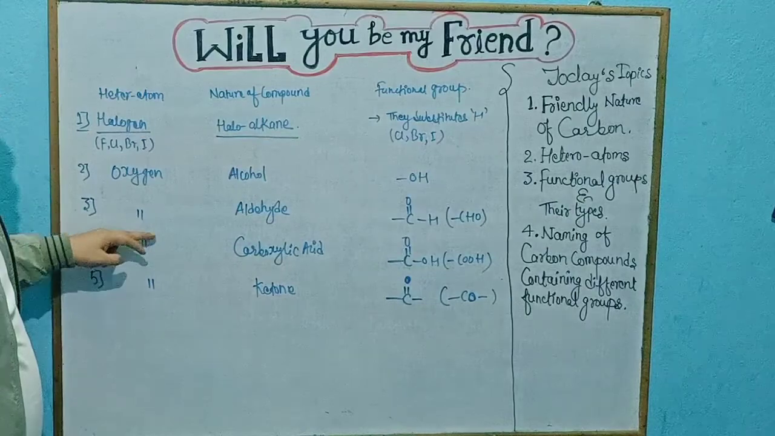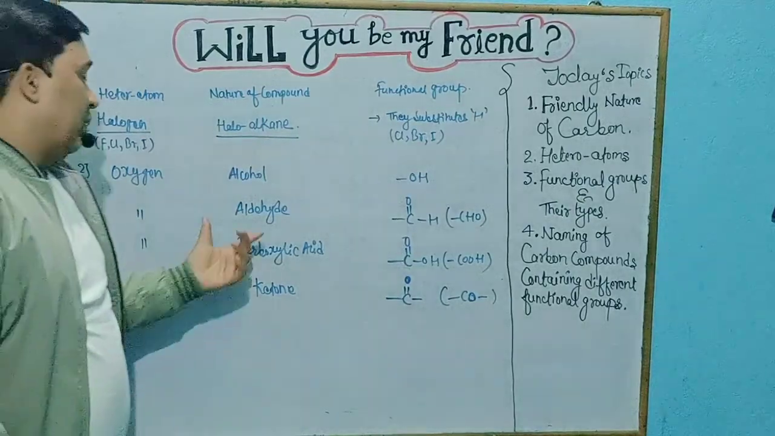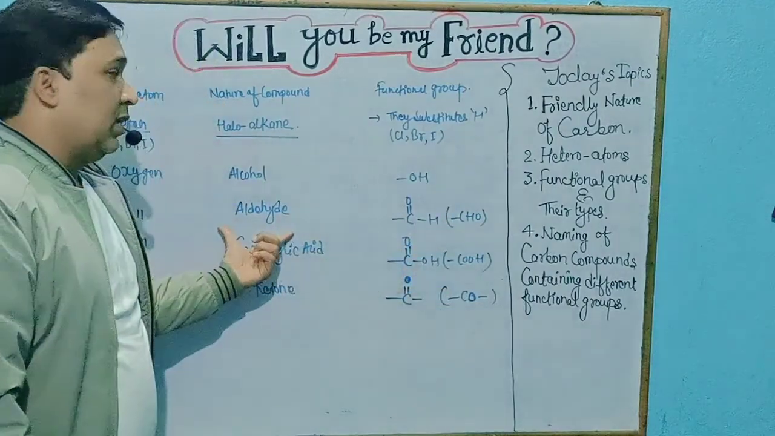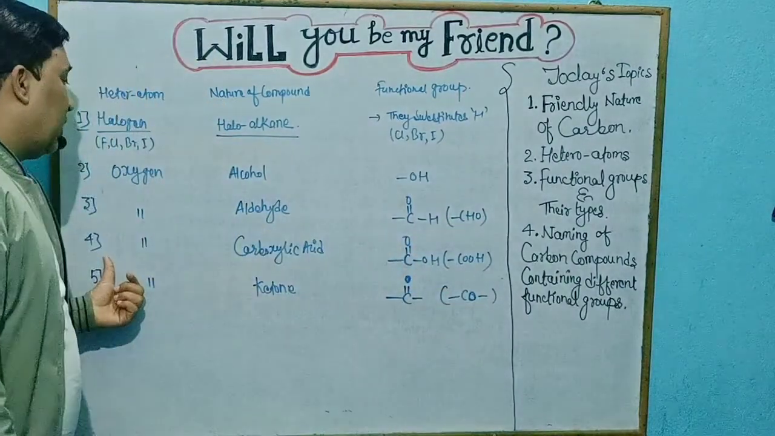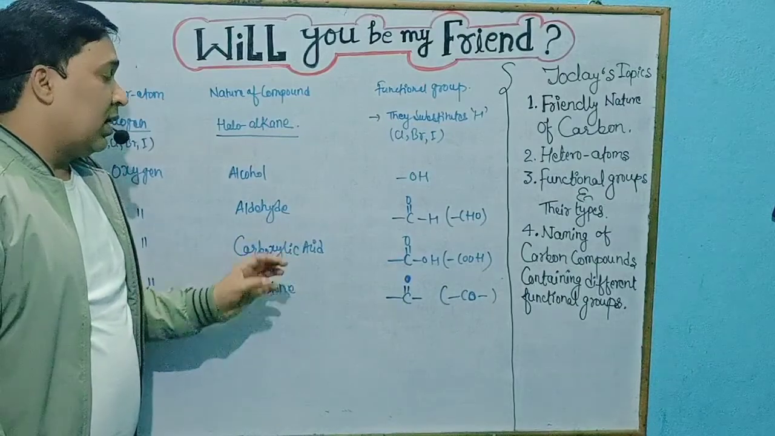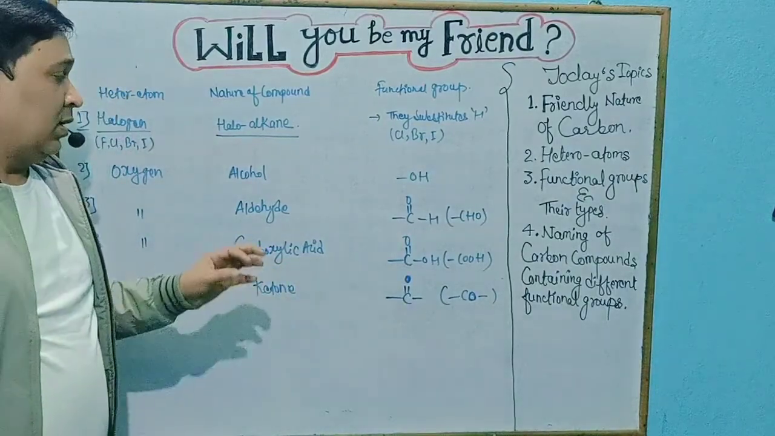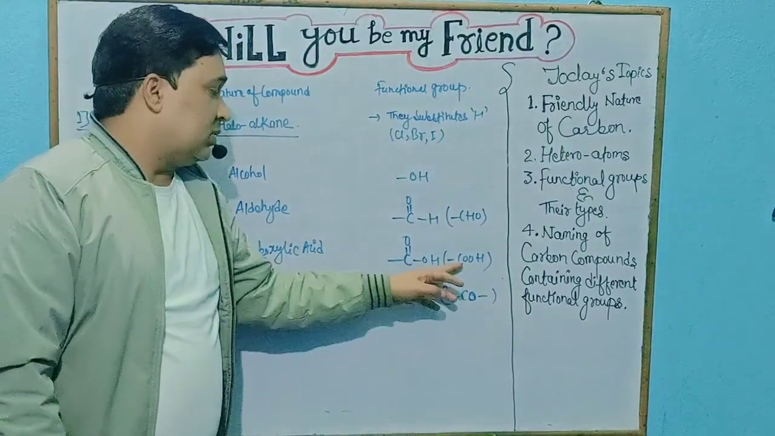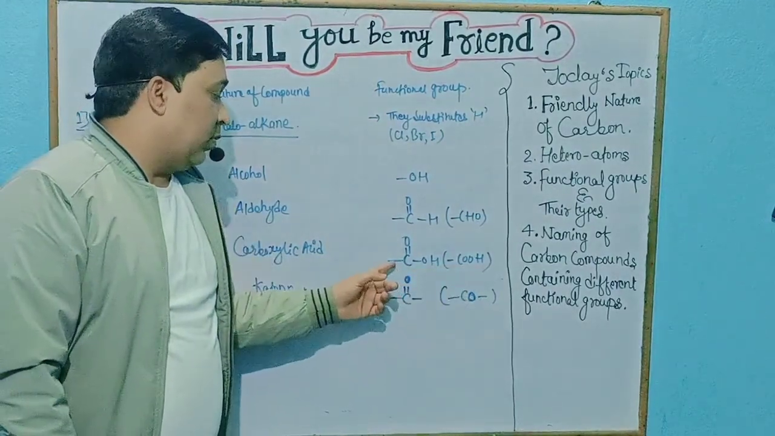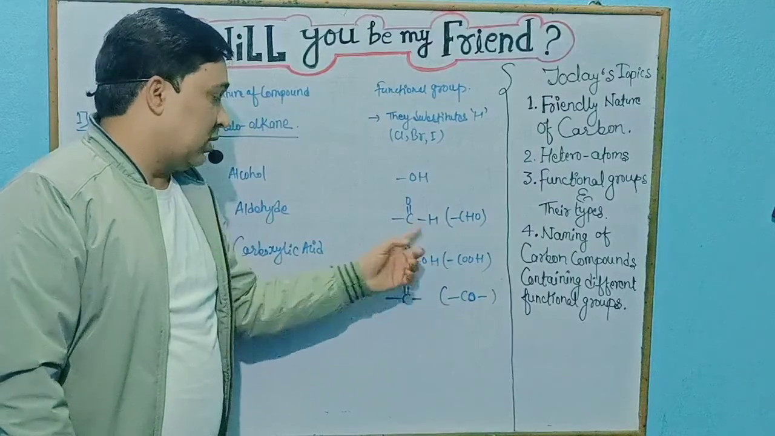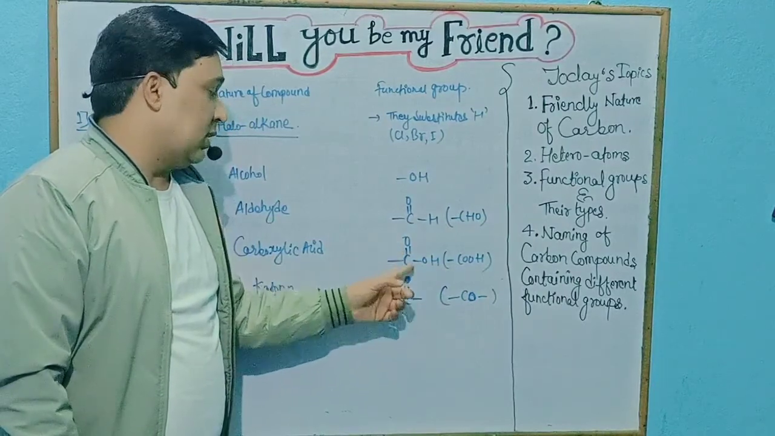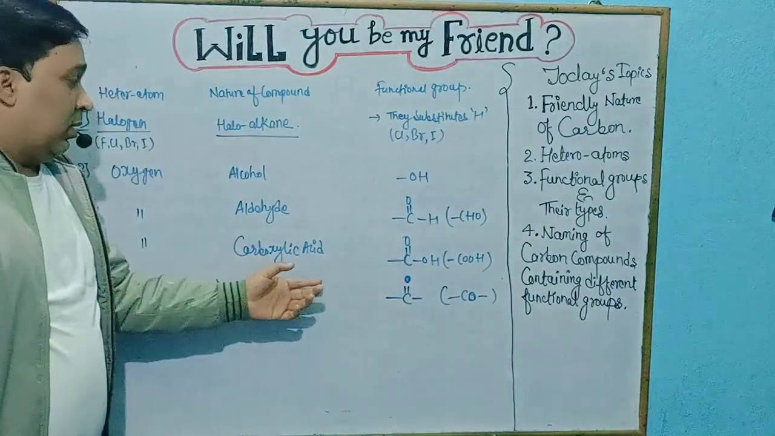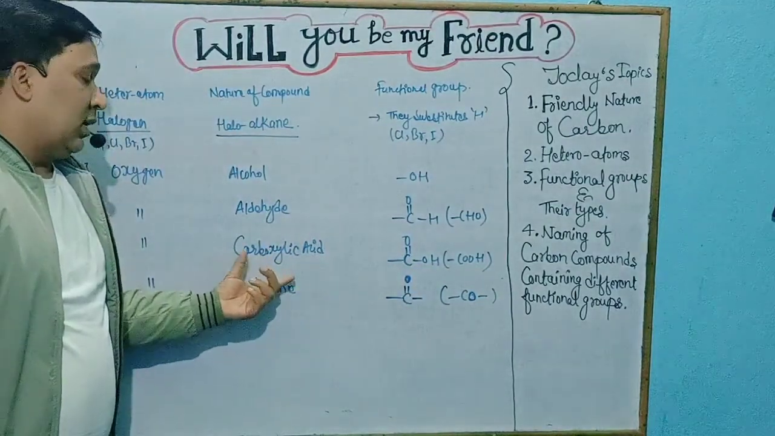Third functional group: the heteroatom is oxygen, and the compound which contains this functional group, that is CHO, is called aldehyde. The fourth one is carboxylic acid. In carboxylic acid, the heteroatom present is again oxygen. It is represented by COOH, or in the bond structure, it is carbon doubly bonded to oxygen and bonded by a single covalent bond to OH. The name of the compound is carboxylic acid.